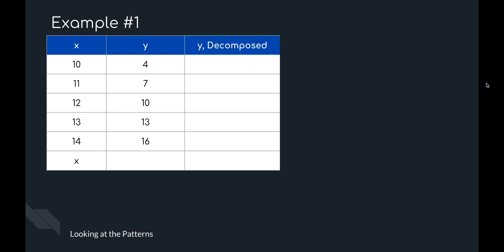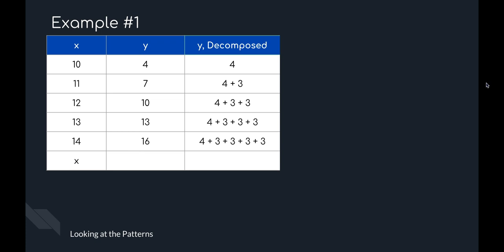Just as in the growing dots videos, we're going to decompose those range values. We're going to decompose them in terms of our initial range value, 4. 4 decomposes to just 4. 7 is 4 plus 3. And so on through our table.